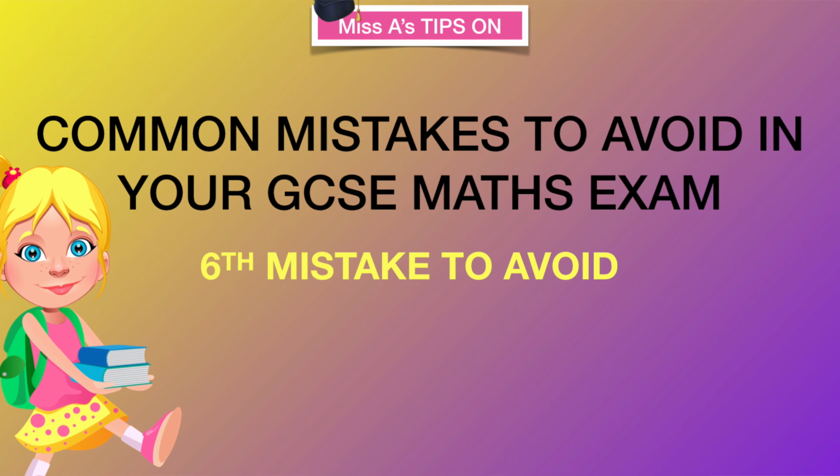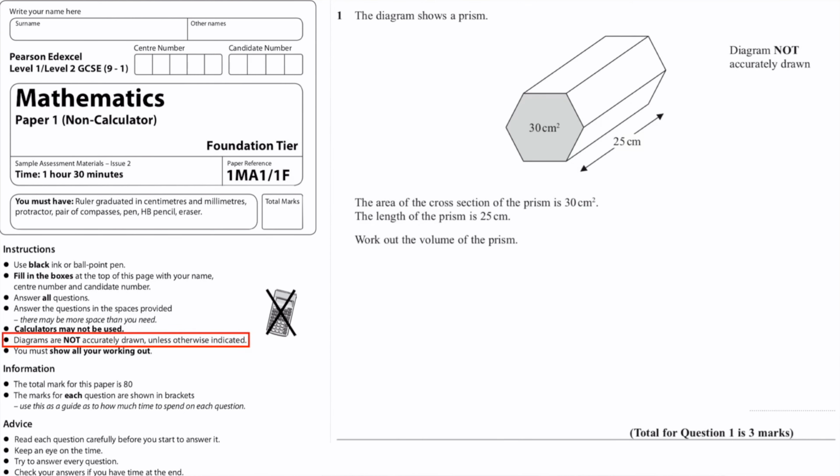Please always take time to read the very front page of your exam paper, as on some exam papers it says diagrams are not accurately drawn unless otherwise indicated. In some of the exam papers, it mentions this next to the diagram. When these questions appear, what mistake should you avoid doing? Don't measure the diagrams when it is not drawn to scale.